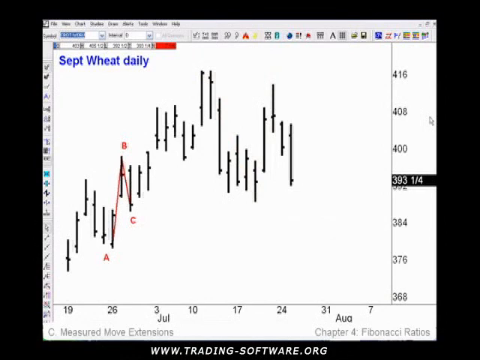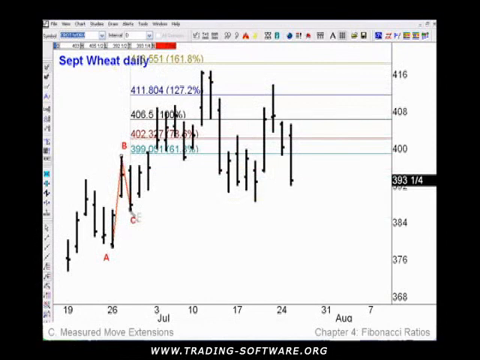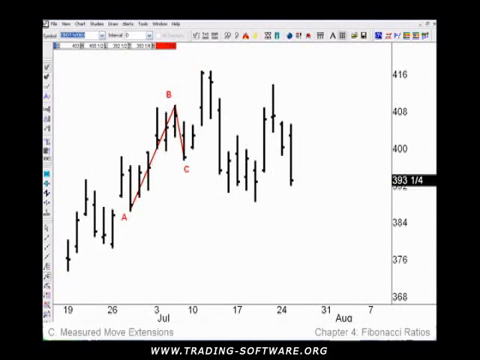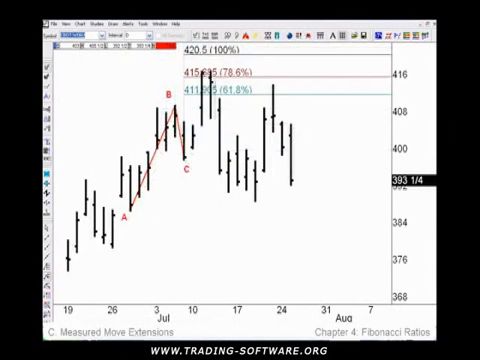Here's another measured move. Let's click A up to B down to C. Now you can see how price action in this case hit the 100% and dropped, and it almost came to the 161%. Let's draw in another measured move. Let's go from here, A, B, down to C. Let's do the measured move extensions. A up to B, down to C. Now this one hit the 78% right on the nose.